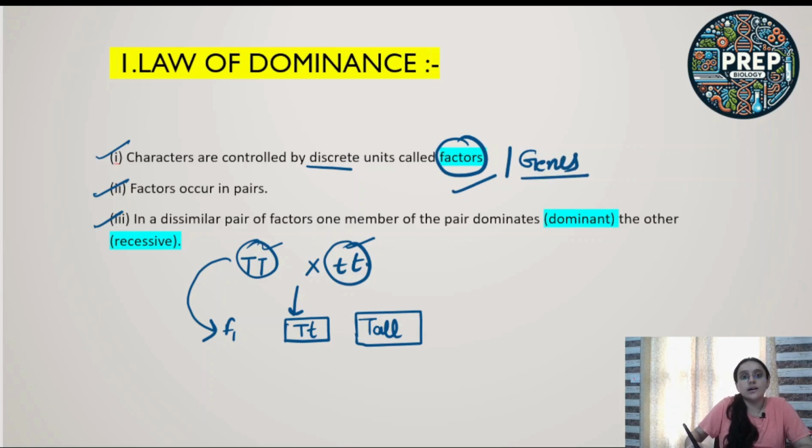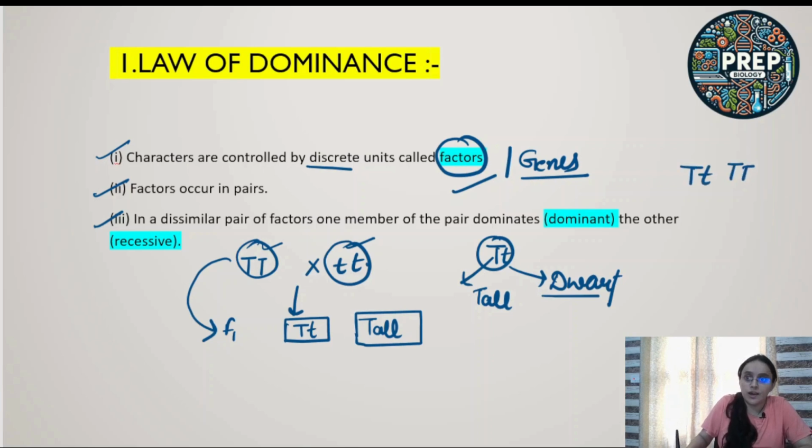So Mendel states in the law of dominance, the first feature is that the characters are controlled by units. These are called factors. Now the factors occur in pairs, always. One shows the tall trait, and the second shows the dwarf trait. So these factors always occur in pairs, whether they are in homozygous condition or in heterozygous condition. Homo means same and hetero means different alleles.